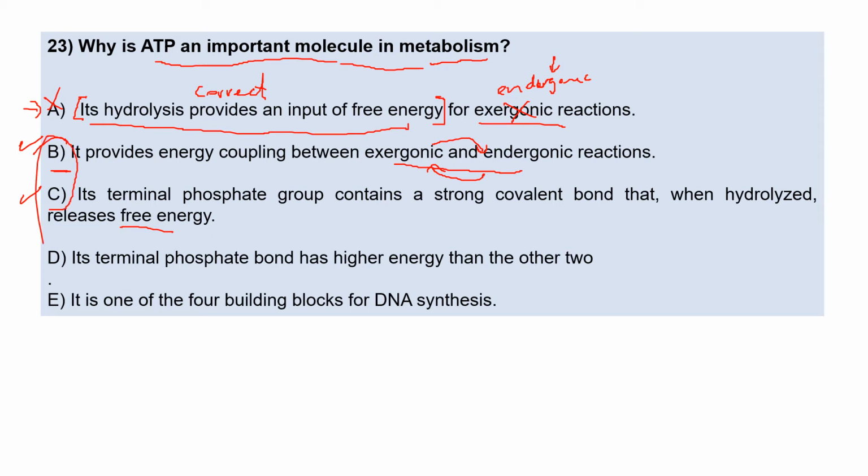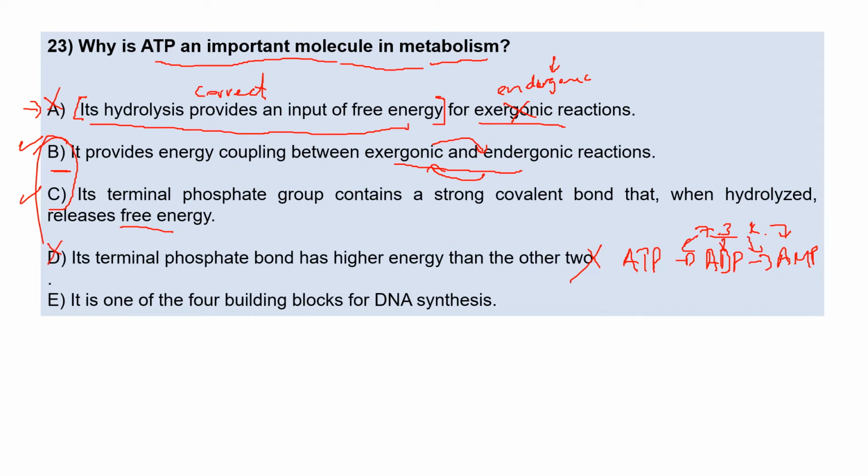Now let's go for: the ATP terminal phosphate bond has higher energy than the other two. This is not true. Every time you go from ATP to ADP and to AMP, you always release, I think it's 7.3. I think in the next slide we will check, but in all the cases you release the same amount of energy, so this is not correct.